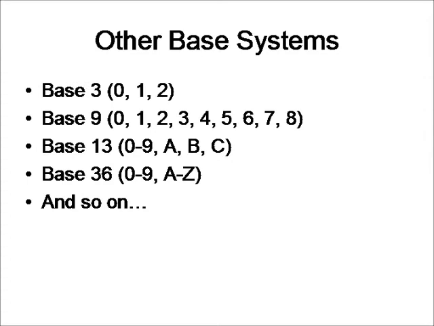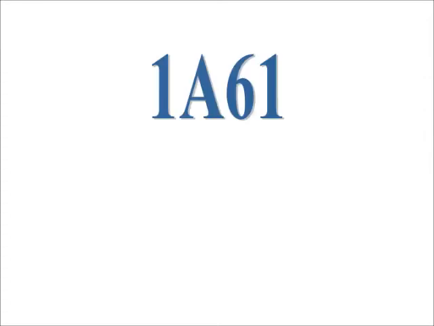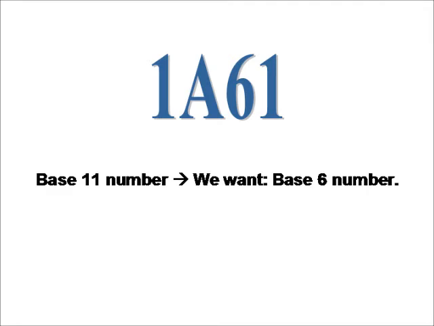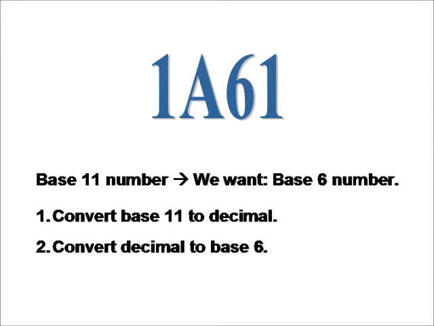Let's say that you are given this number, 1A61, and we're going to call this a base 11 number, and what we want is a base 6 number. Well, we're going to follow the exact same two-step way that we did with the octal to hexadecimal number. So let's go ahead and do that now. First, we are going to convert the base 11 number to a decimal number, and then we are going to convert the decimal number to a base 6 number.